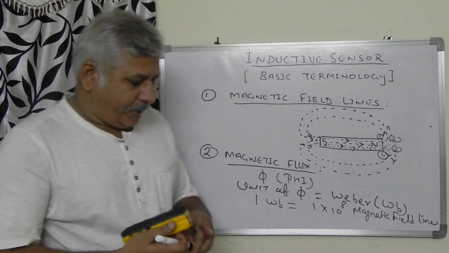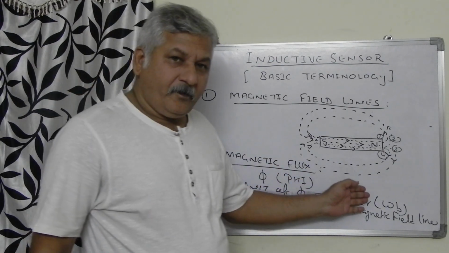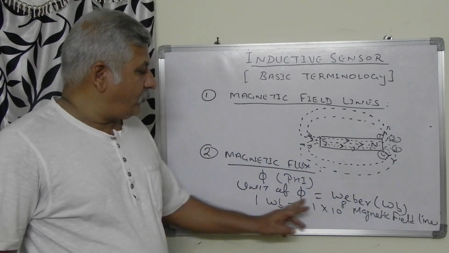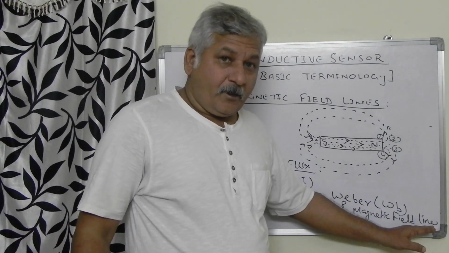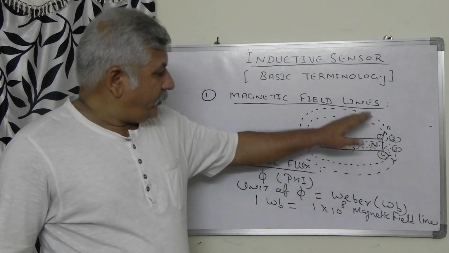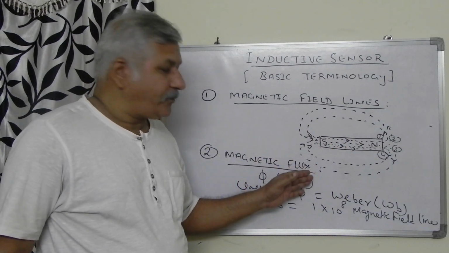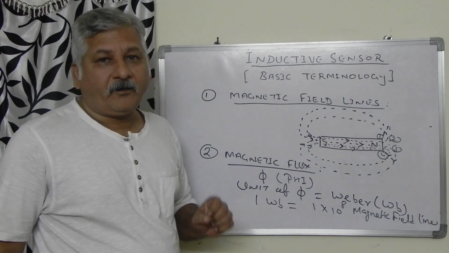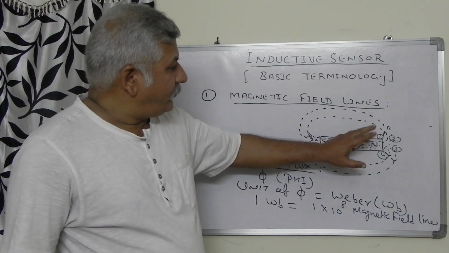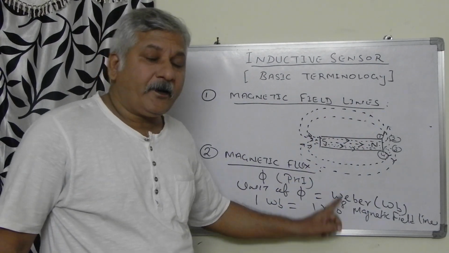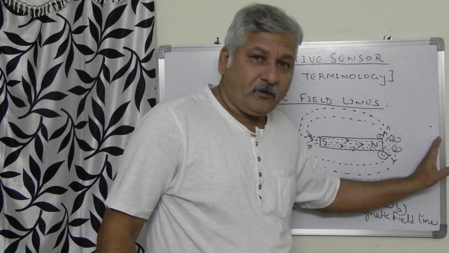So this is about the magnetic flux. The unit of magnetic flux is Weber. 1 Weber is equal to 1 into 10 raised to the power 8 magnetic field lines. So if I say this magnet has a magnetic flux of 1 Weber, this means this magnet has 1 into 10 raised to the power 8 magnetic field lines which are coming out from the north pole.